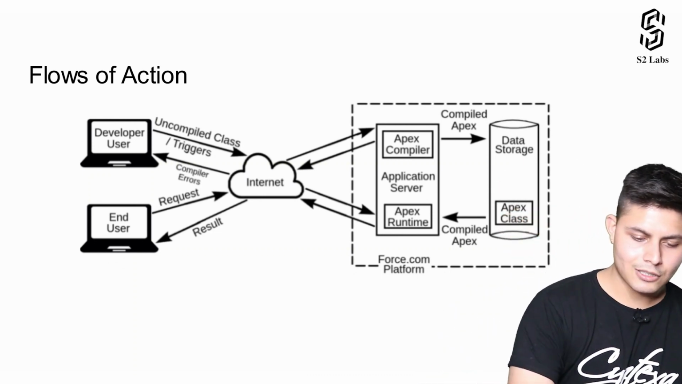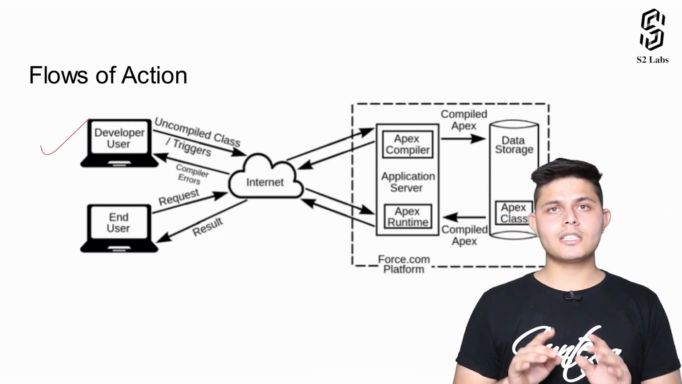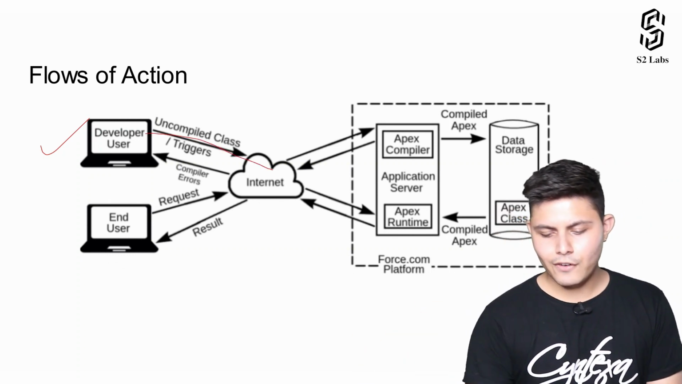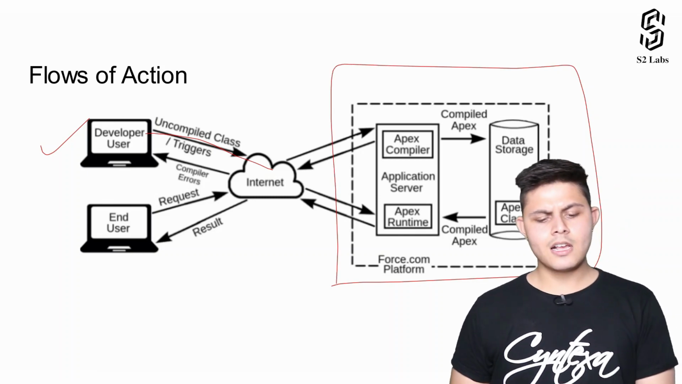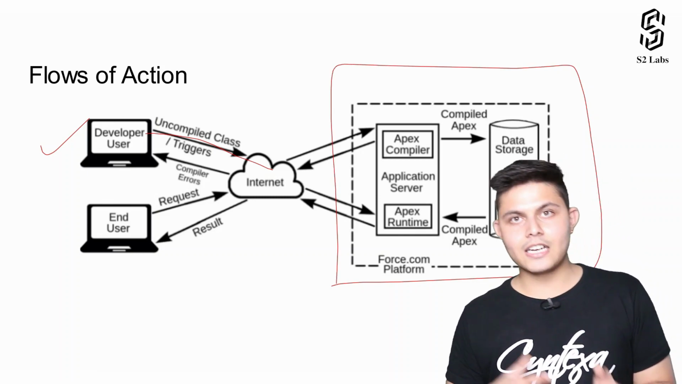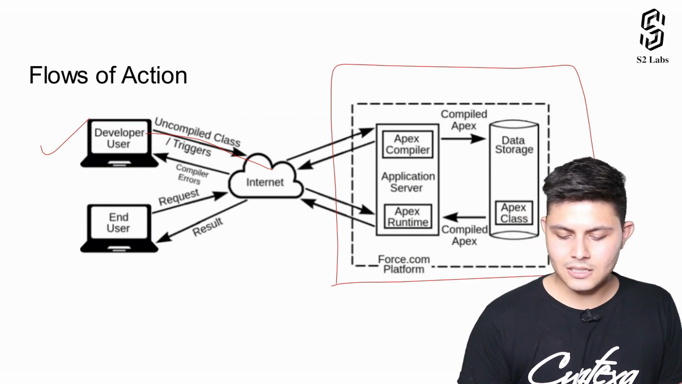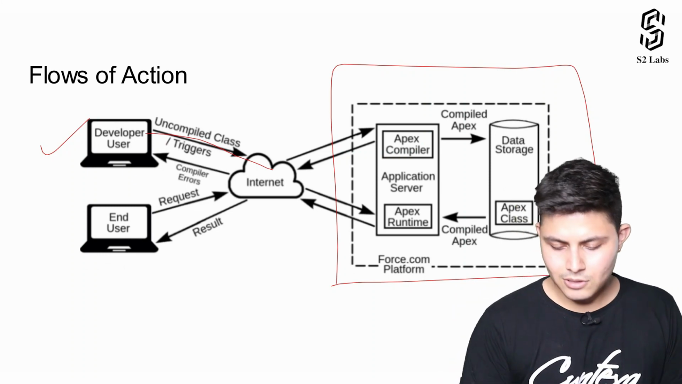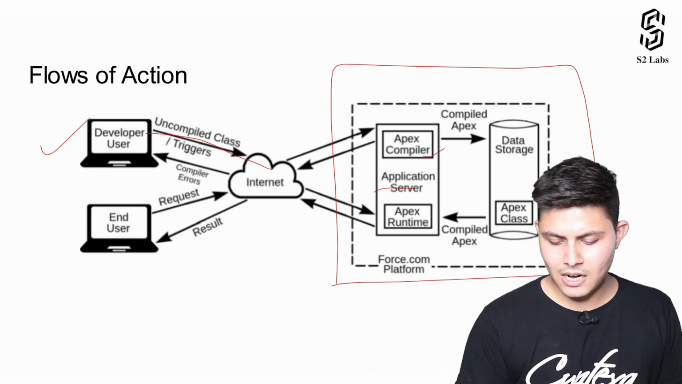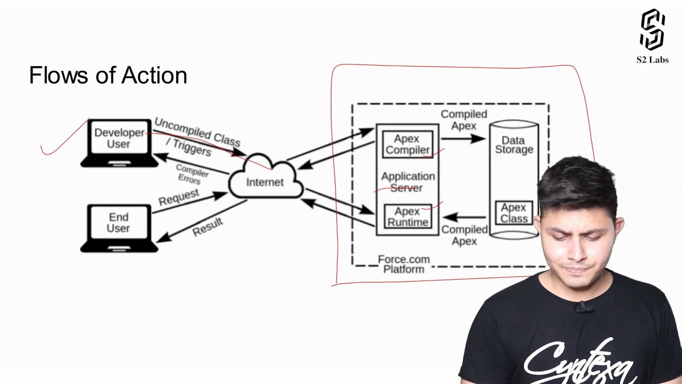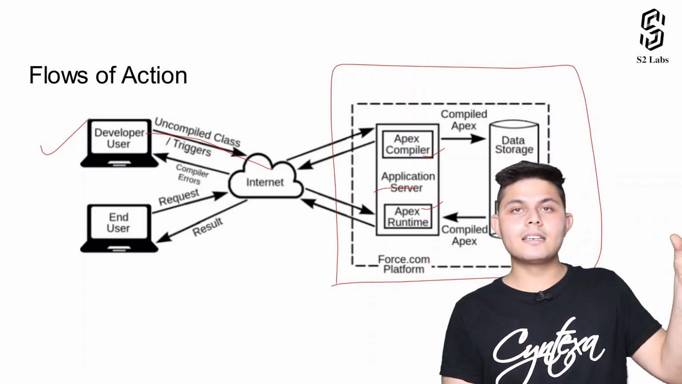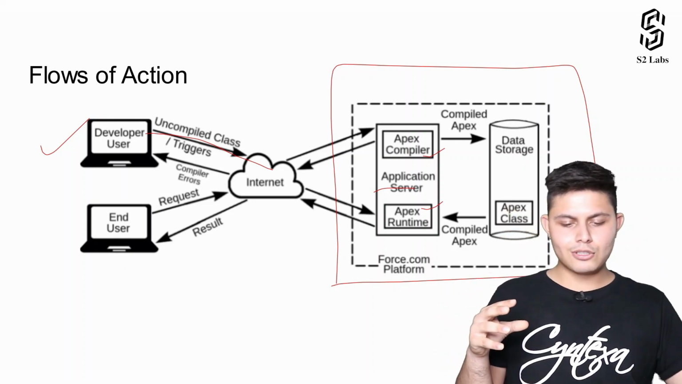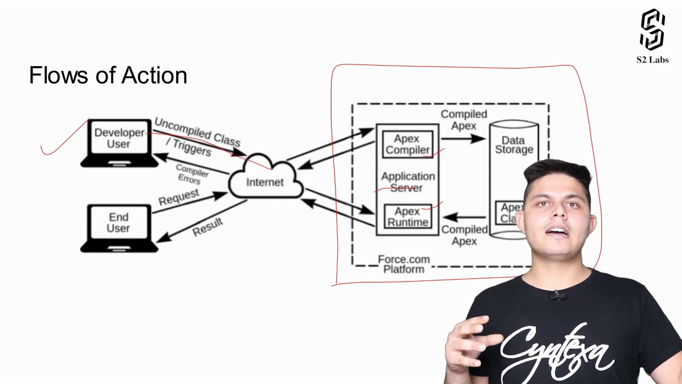Let's have a look over here. So here's a developer user. This developer user is writing the code and sending it via the internet to the force.com platform, which is right here. When it goes to the force.com platform, there is an application server in which we have the Apex compiler as well as the runtime. This uncompiled, or raw, class goes to the Apex compiler first, and if there are some errors, it throws those errors back to the developer to solve them.